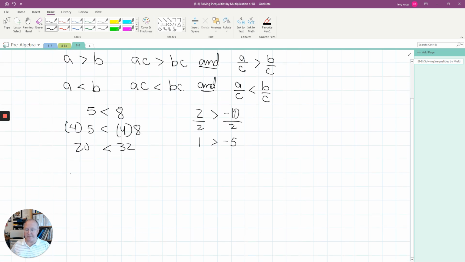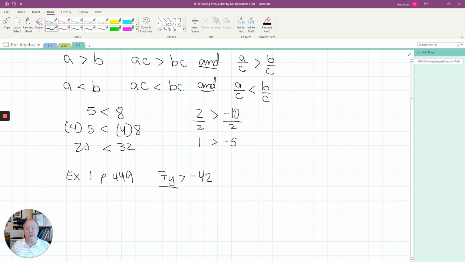All right, let's do an example of this. Here is example 1 on page 449. It simply says, solve 7y is greater than negative 42. This is a one-step inequality. You isolate the term with the variable in it, and then you solve for the variable. So what's being done to the variable y? It's being multiplied by 7. So how do you solve for y?